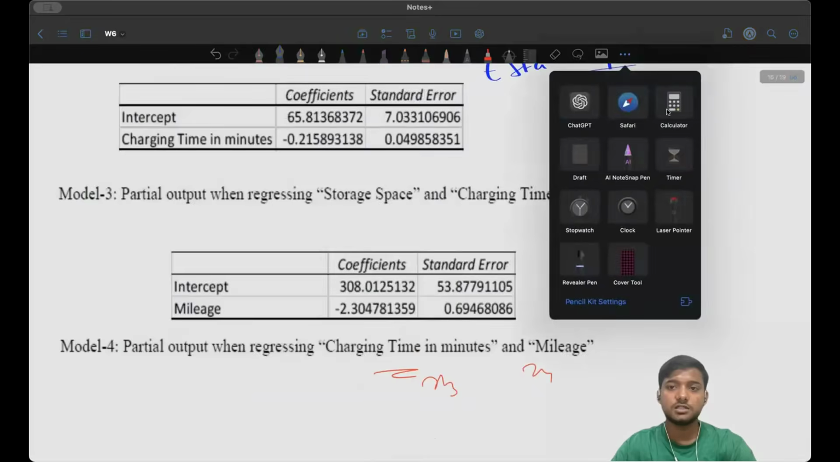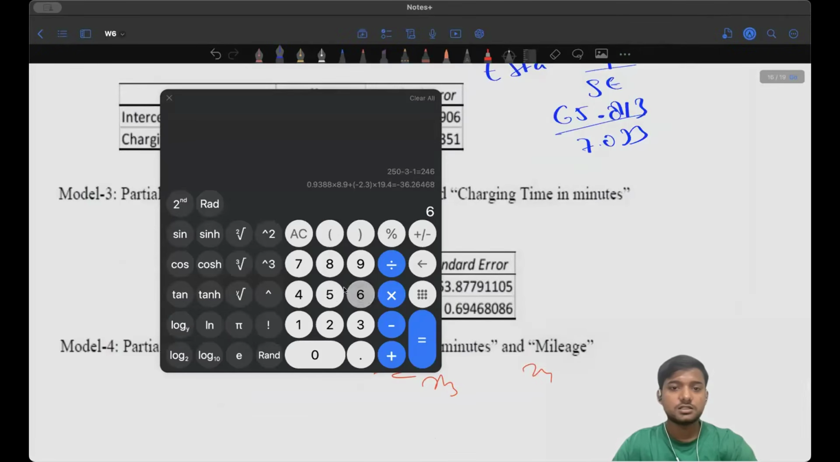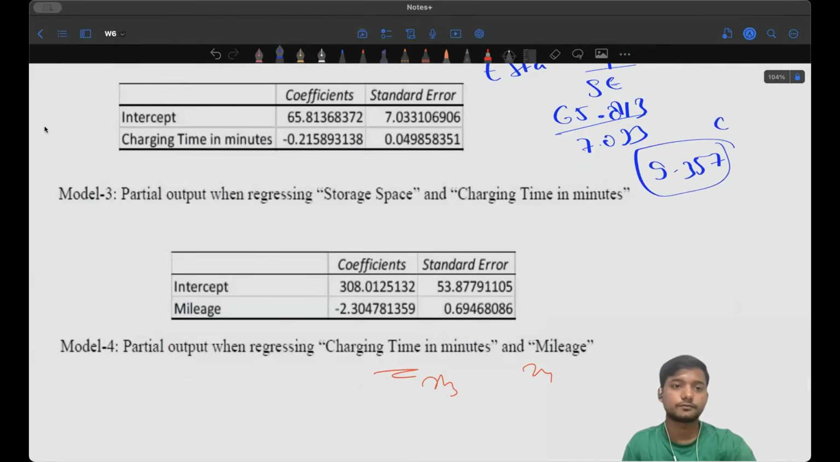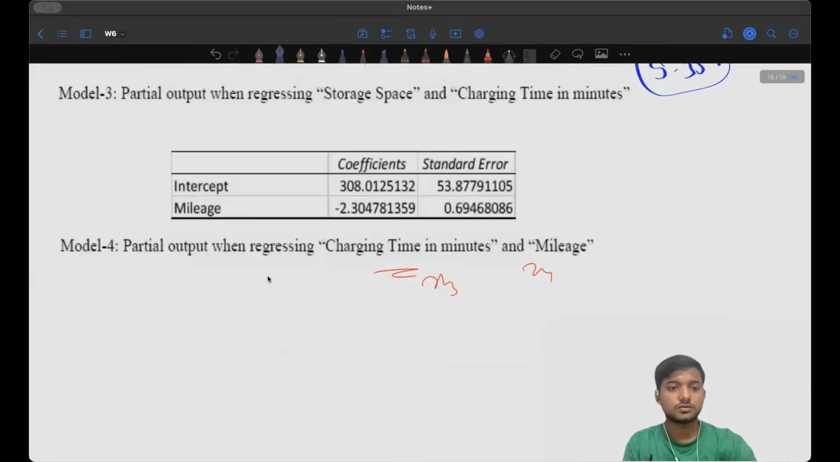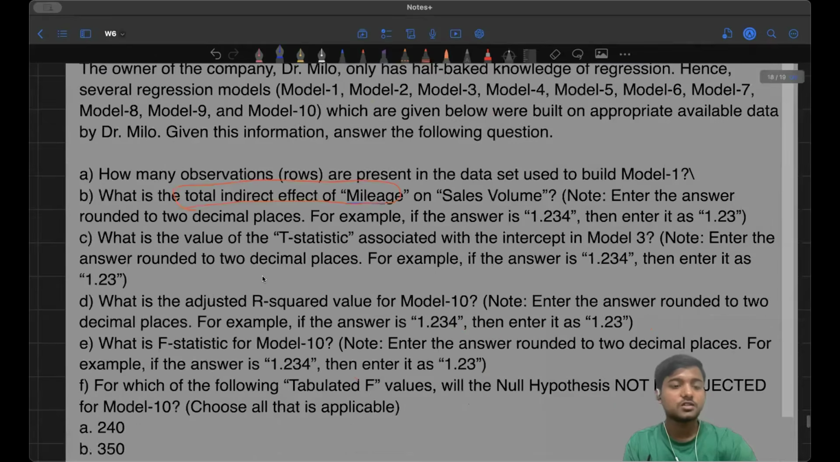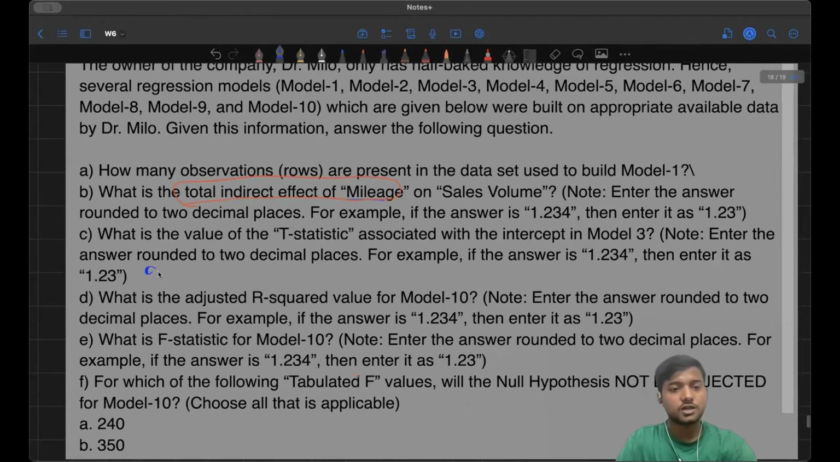So let me find this thing. It is going to be 65.813 divided by 7.033. This is going to be 9.357. So this is my C option. Okay. Now the next question was, what is the adjusted R square? So let me see it here. The next question is, C is 9.35.